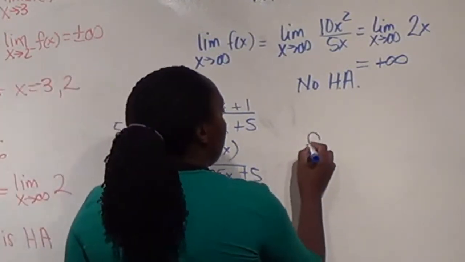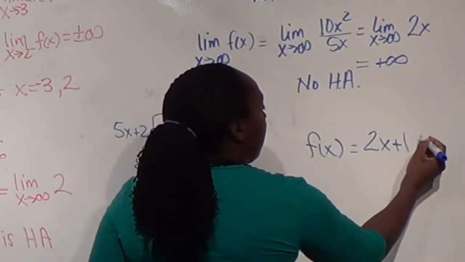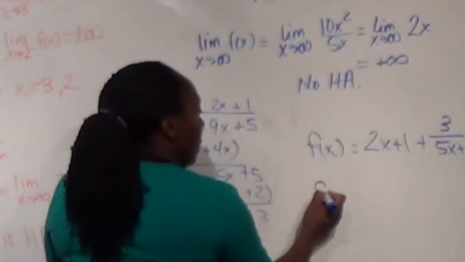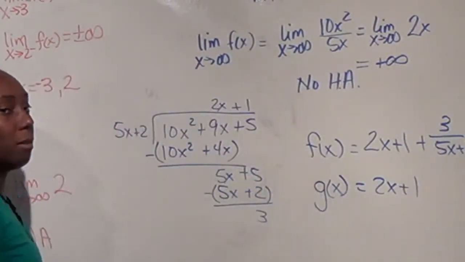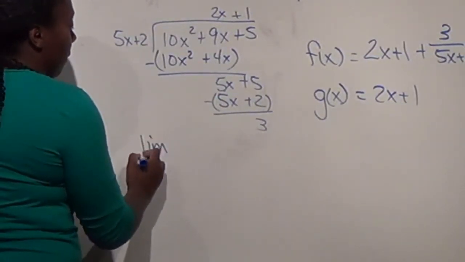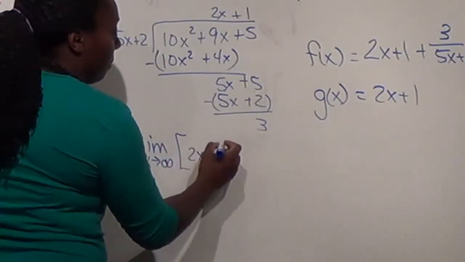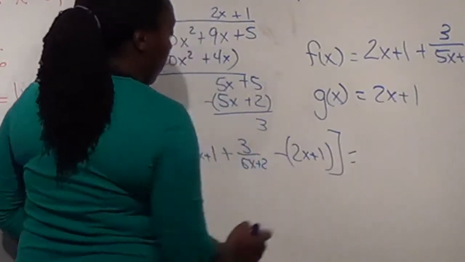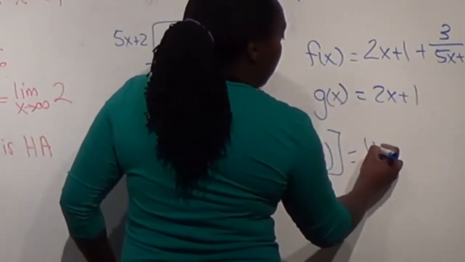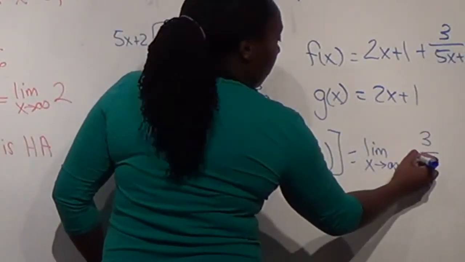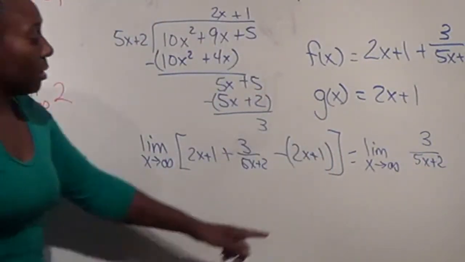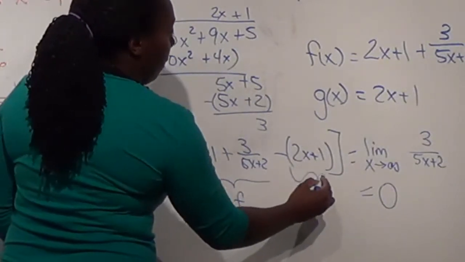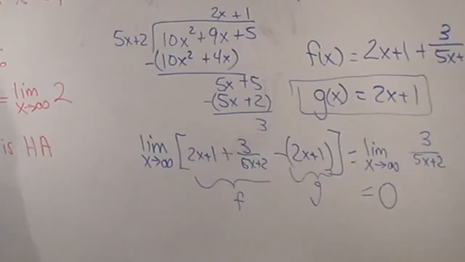So this tells us our f of x is going to be 2x plus 1 plus 3 over 5x plus 2. So there's our quotient and our remainder, which means our g of x we want to be 2x plus 1. So here, when I take my f minus g, the limit as x goes to infinity, we can see the 2x plus 1's will cancel, and we're looking at the limit as x goes to infinity of 3 over 5x plus 2. And at that point you can see that our limit as x goes to infinity is just going to be 0. Okay? Again, there's my f, there's my g, so this is going to be my oblique asymptote.